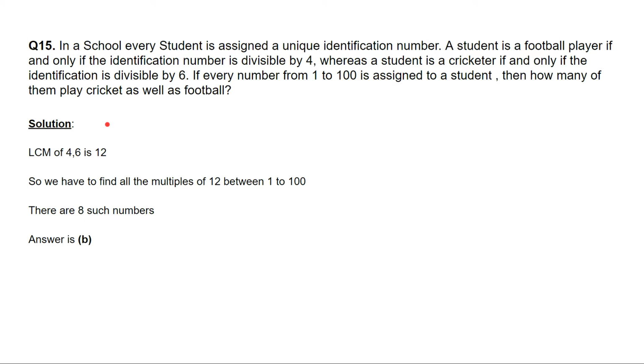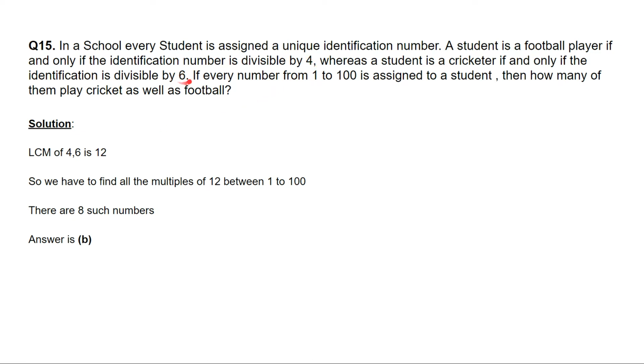Now this is a very good question. Here they are asking: in a school, a student is a football player if his identification number is divisible by 4, whereas a student is a cricketer if his identification number is divisible by 6. There are identification numbers from 1 to 100 assigned to students, so we can say there are 100 students in the school. Now we have to find out how many of them play both cricket and football.